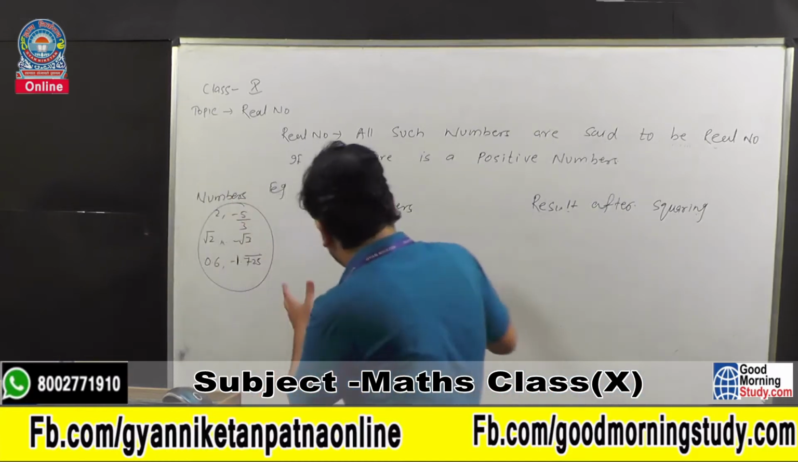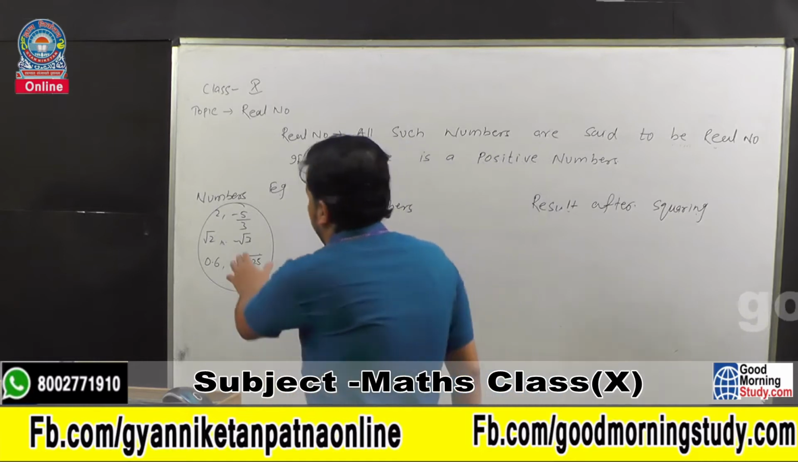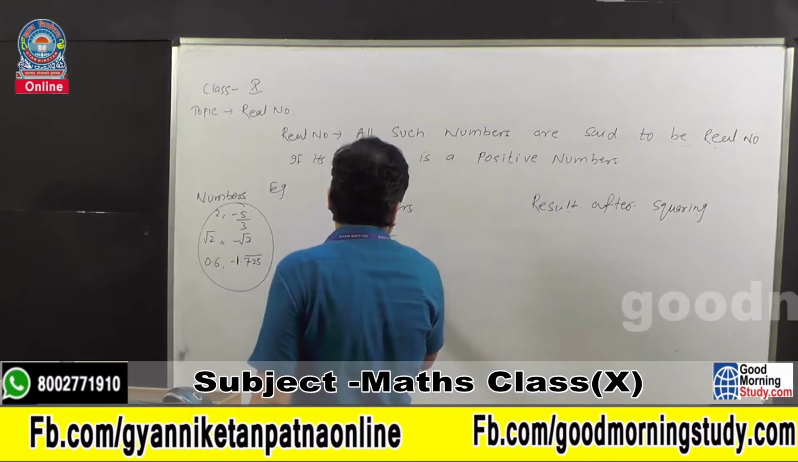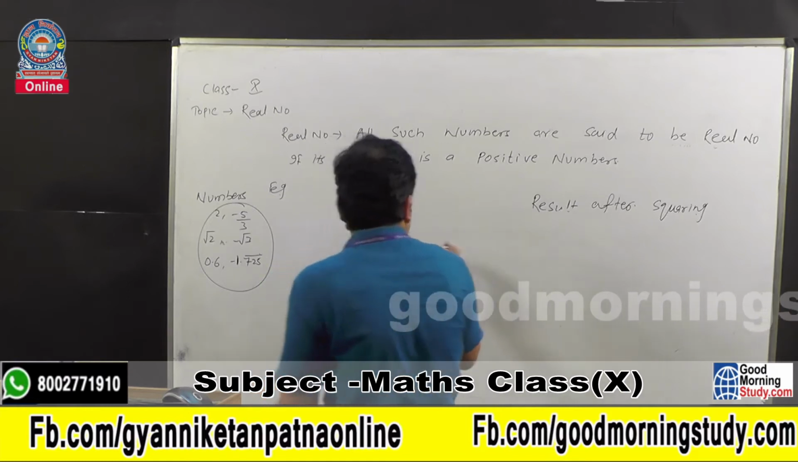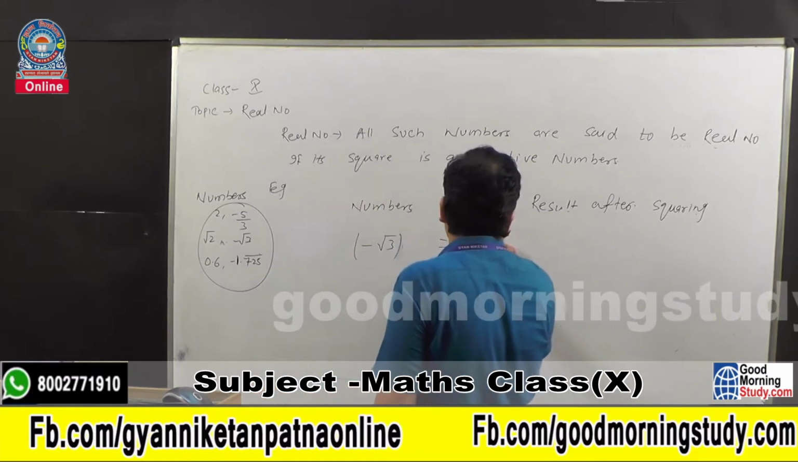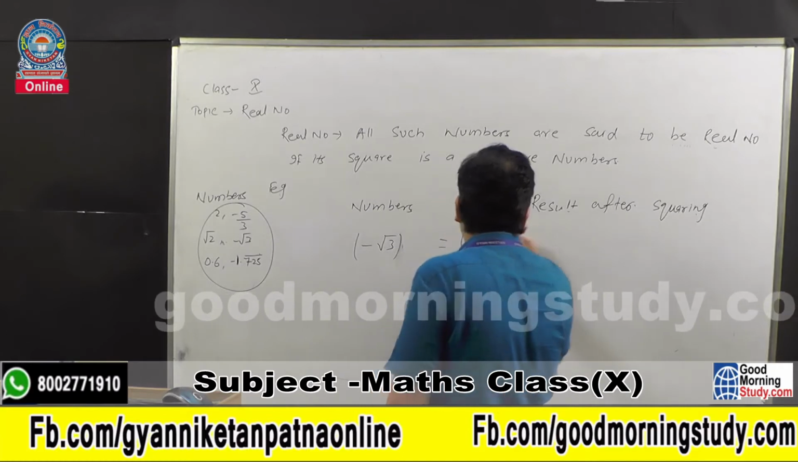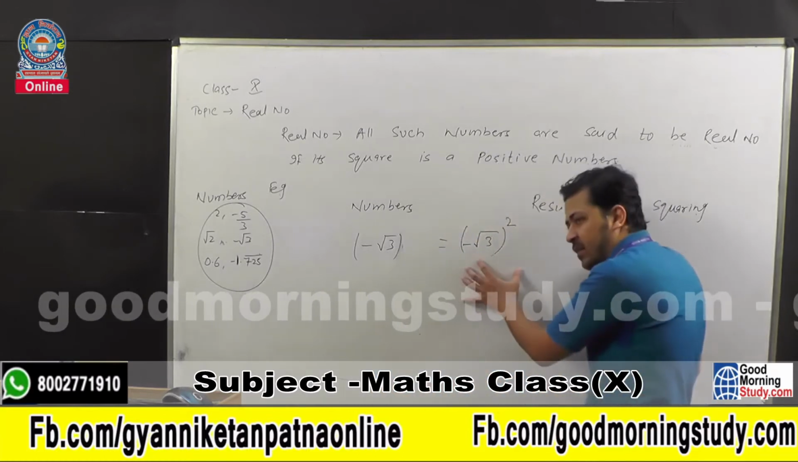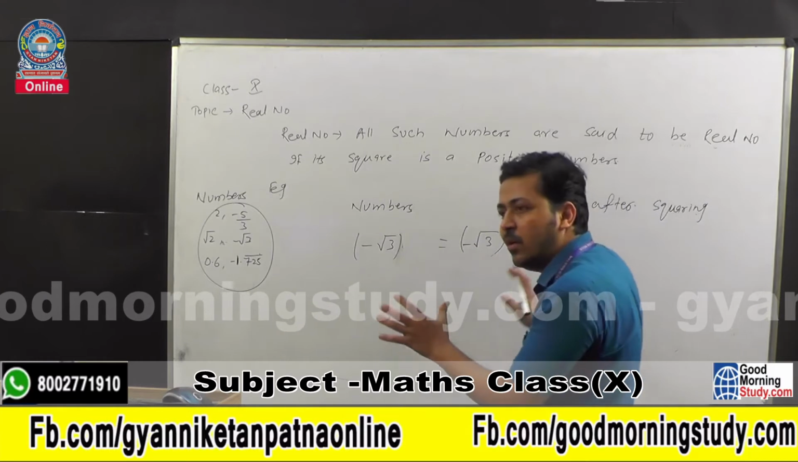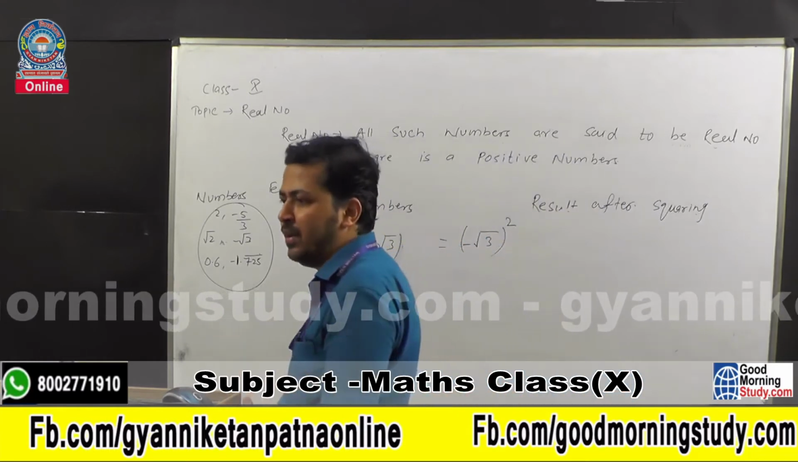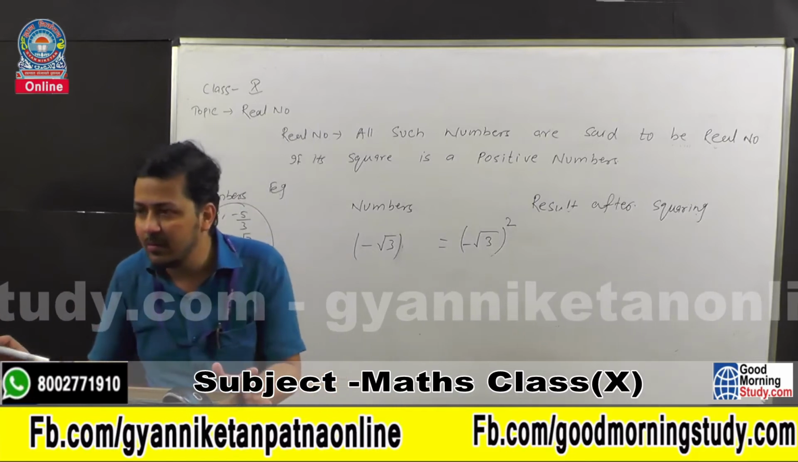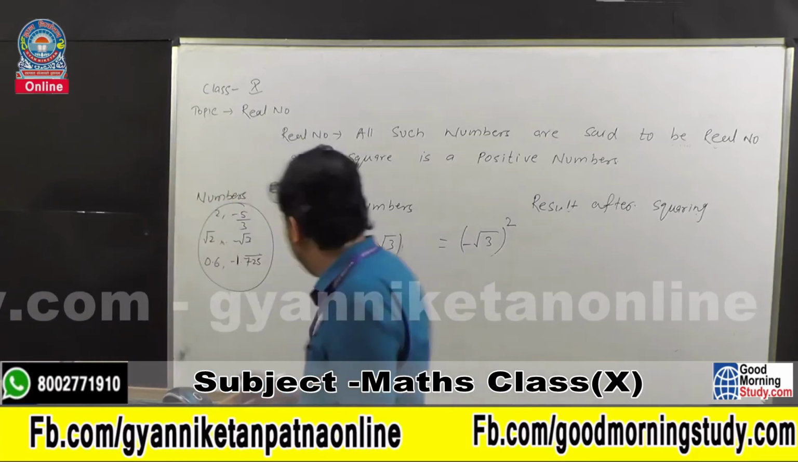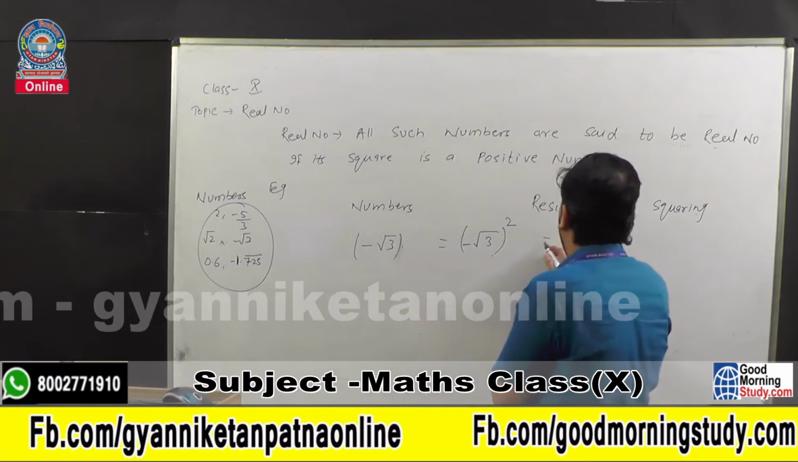See this. Next example, that is minus 3. The number is minus 3. Now the square of minus 3. Minus root 3 and square. Now tell me, what will be the result? Will the result be positive or negative? Just think about that. So the result will be positive and it is 3.